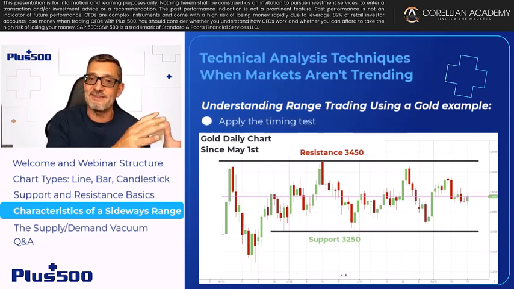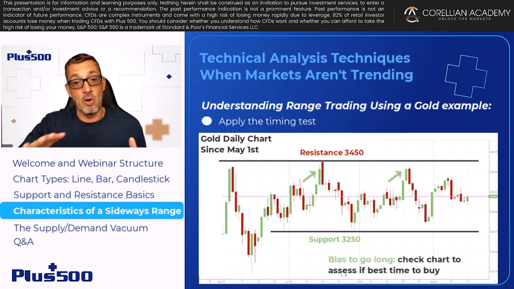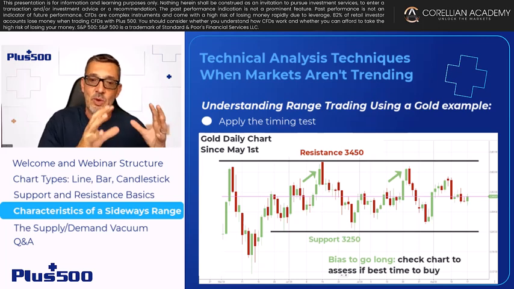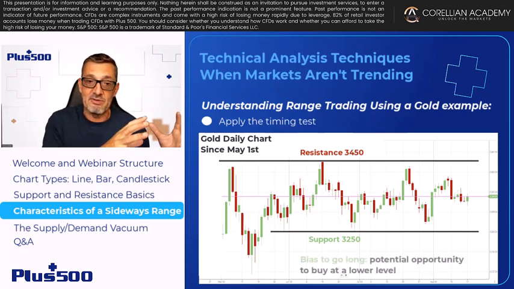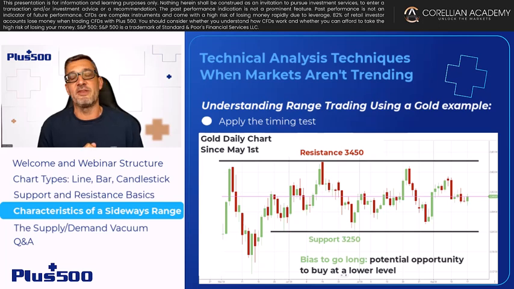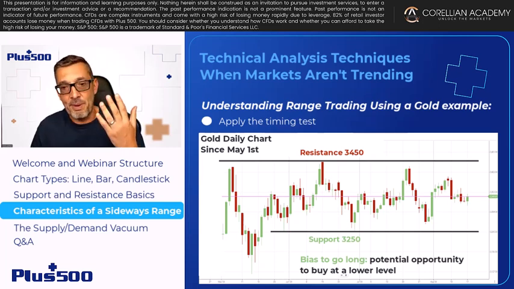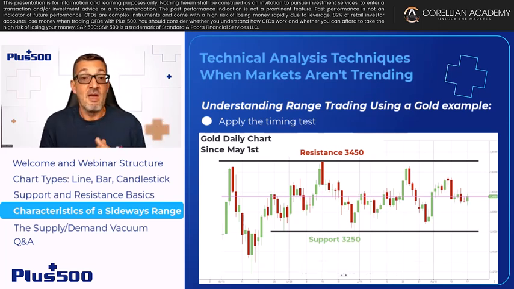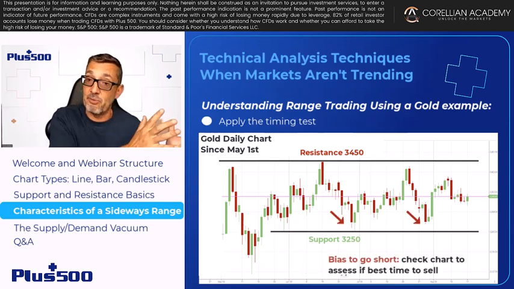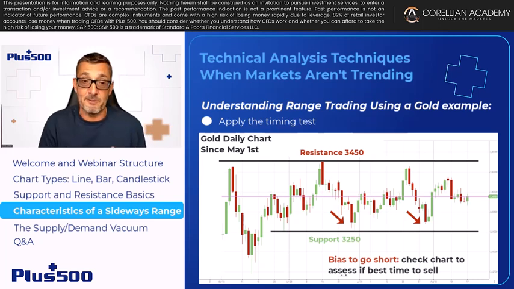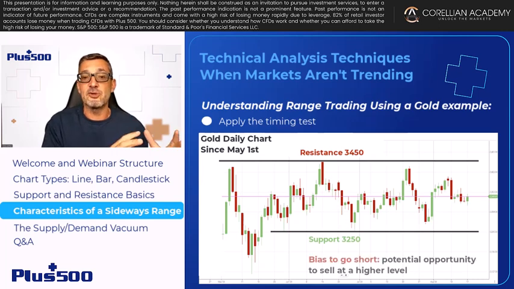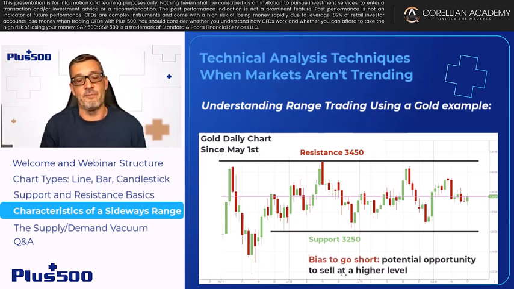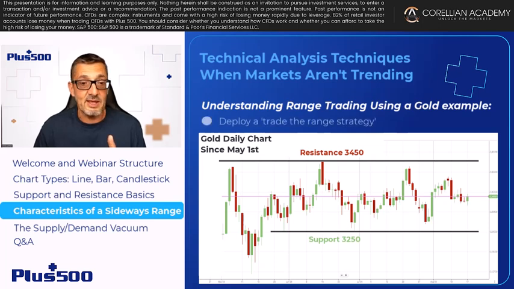So first, we can apply that timing test. If our bias is to go long gold, but prices are close to the 3,450 resistance, we can assess whether it's the best time to buy. Or if, having seen gold find sellers at this level before, it may mean they will be there again, offering an opportunity to buy at a lower, more advantageous level. Vice versa, if our bias is to go short, but prices are close to the 3,250 support level, we can assess whether buyers could be found at this level again, providing an opportunity to sell gold at a higher level in the near future.